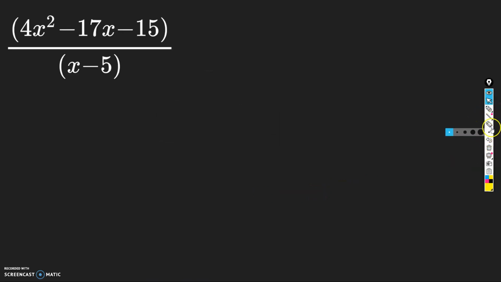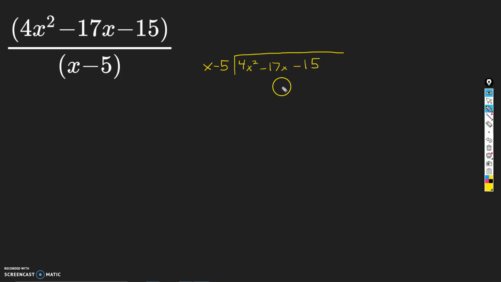So with our first example, what are we dividing? We're going to divide 4x squared minus 17x minus 15 by x minus 5. So we're going to set this up the same way we would set it up with numbers. So x minus 5 is what we're dividing by, so that's going to go on the outside. We're going to have our division symbol here. 4x squared minus 17x minus 15 is going to go underneath.